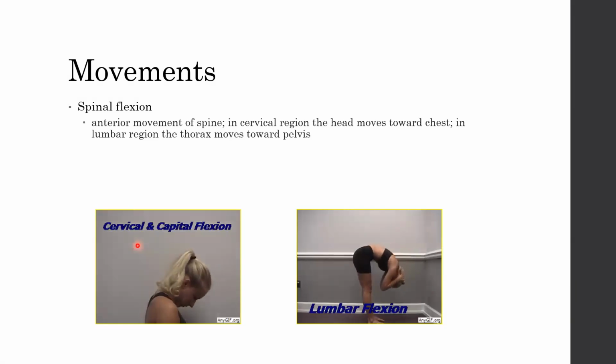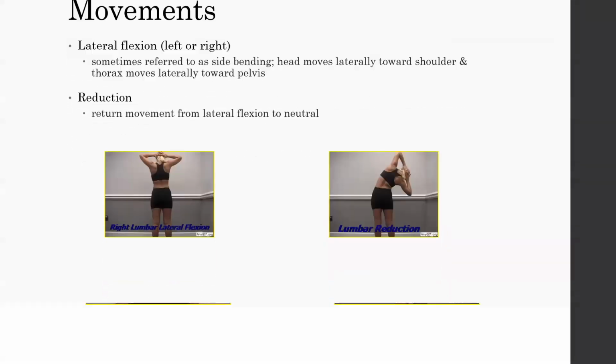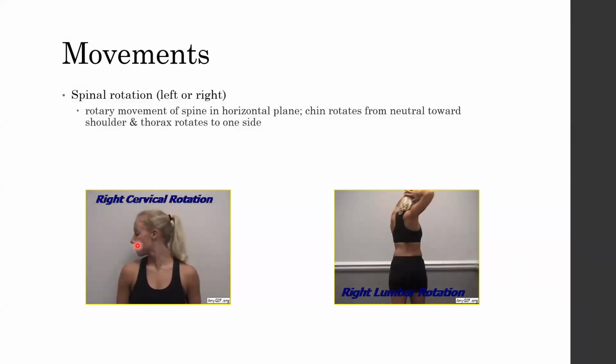So for spinal flexion, this will be the anterior movement of our spine, both in the cervical and the lumbar region. For spinal extension, this will be either the return from a spinal flexed position, or it will just be the posterior movement of our spine, either away from our chest in the cervical region or away from our pelvis in the trunk region. We also have lateral flexion and lateral rotation occurring about the spinal region, and all of those movements are seen in the images below.